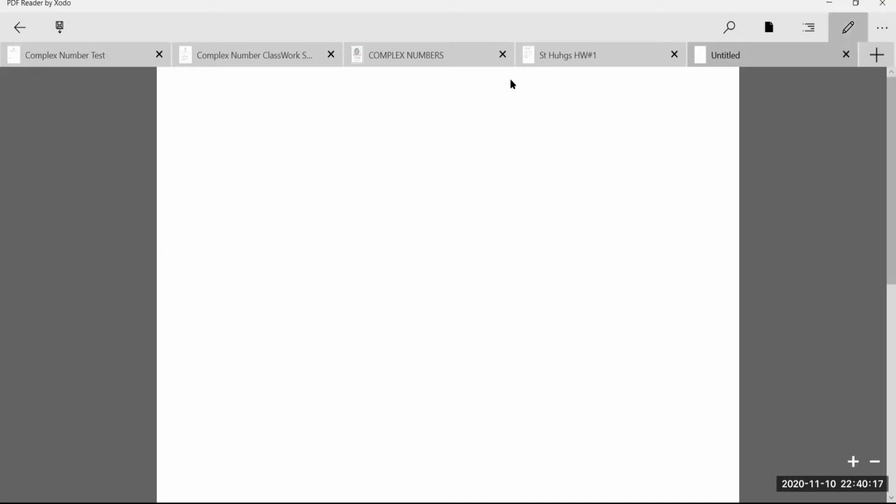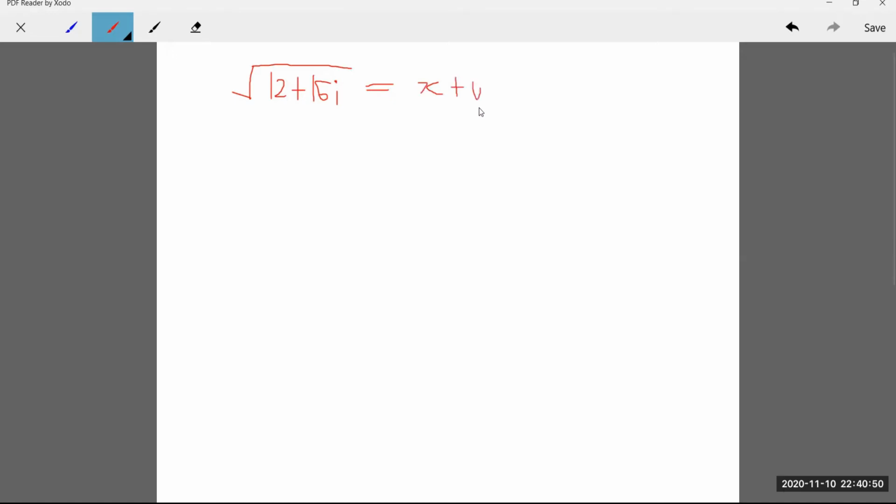So we're finding the square root of 12 plus 16i. The only thing we have to know is that when you square root a complex number, the result is another complex number. So we're going to say the square root of 12 plus 16i is equal to some complex number. We can call it x plus yi. All right, let's say that's the answer.